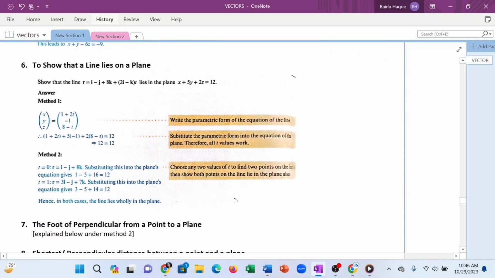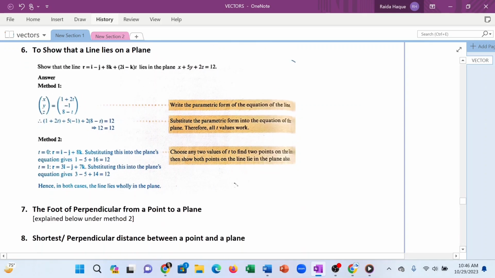At the very beginning today, we will learn how to show that a line lies on a plane. Now, while this might seem a bit complicated, it's not. It's actually one of the simplest things ever. I would suggest you stick to the first method, or you can go for the second method, which is a bit lengthier and more complicated. So I would suggest you don't.